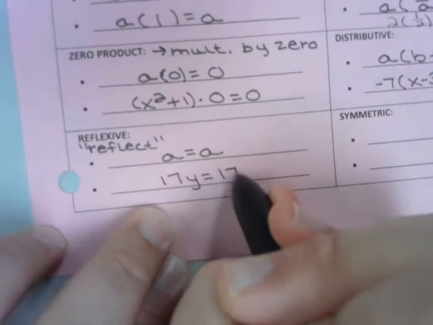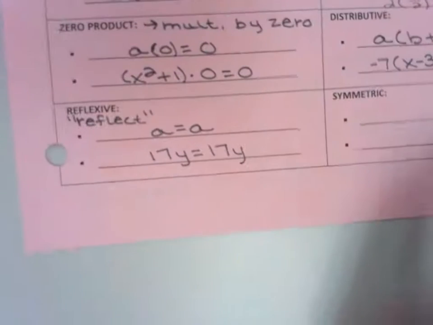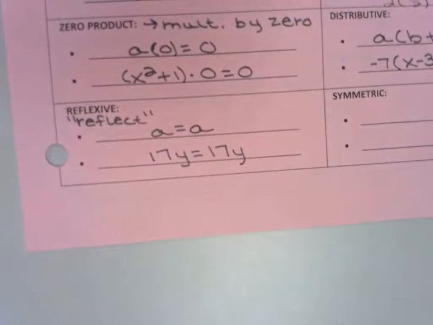Okay. So, reflexive, reflect. You're going to look in the mirror and see back yourself. A equals A. Another example: 17y equals 17y. So, reflection, reflexive. You get back itself.